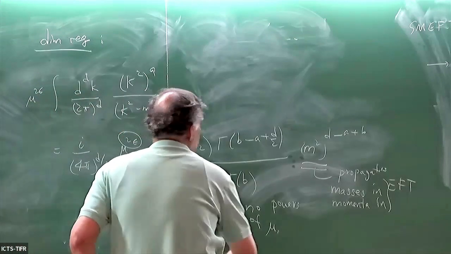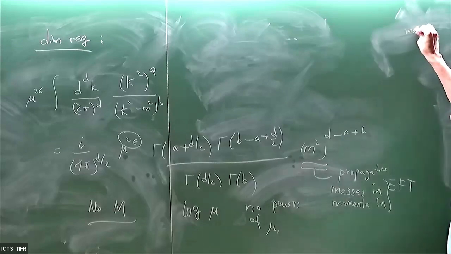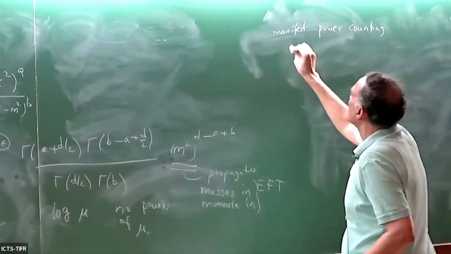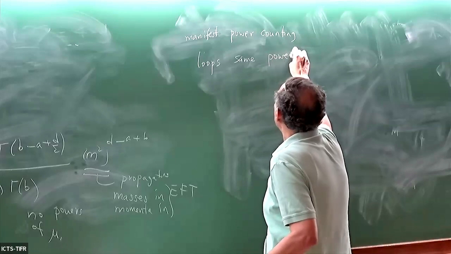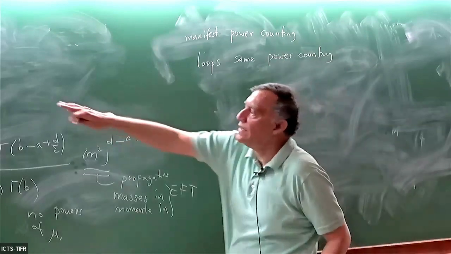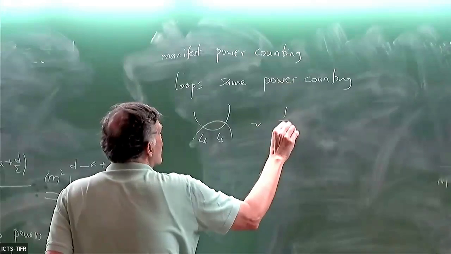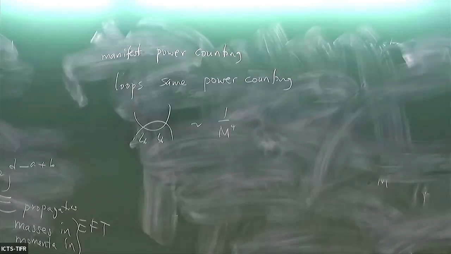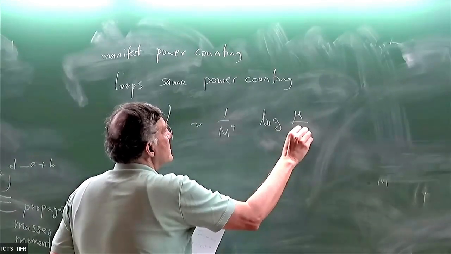So the statement is that we have what you might call manifest power counting. That is, the loops also give you the same power counting as before. So this graph with two L6 insertions behaves like 1 over m to the fourth. And the fact that there's a loop is irrelevant. It's still 1 over m to the fourth even when you do the loop. And it can be corrected by logs of mu over light scales.